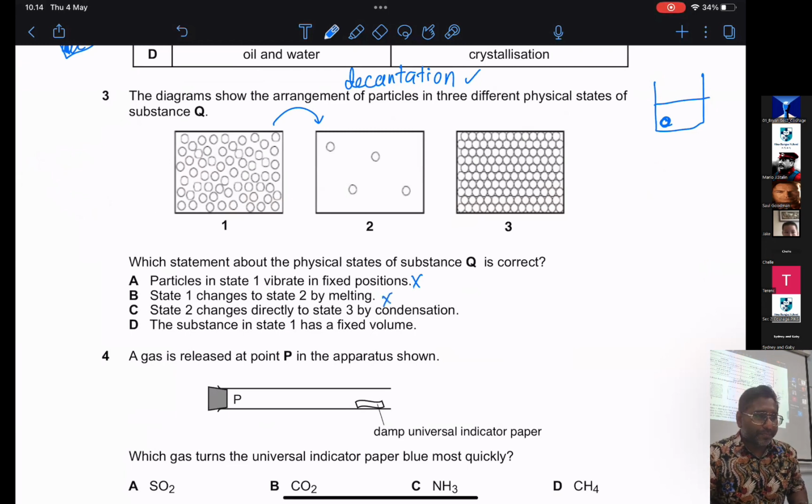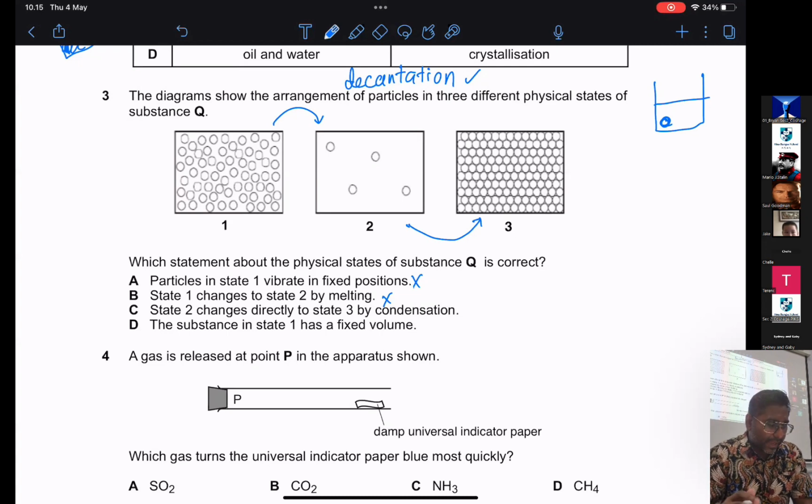Now, next question. The diagram shows the arrangement of particles in 3 different physical states of substance Q. Which statement about the physical states of substance Q is correct? Substance particle in state 1 vibrate in fixed position. Is that correct? No. Number 1 most likely is going to be liquid. The one that is vibrating in a fixed position is supposed to be solid. So this one is wrong.